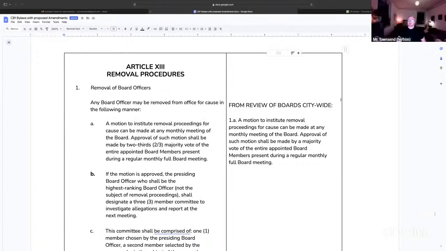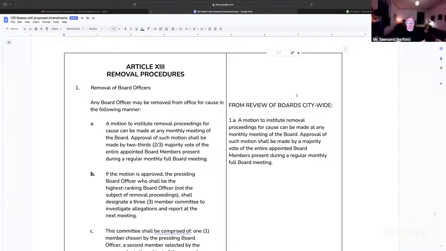Okay, so jumping back in. In reviewing the bylaws of all of these different community boards across the city, and looking at the city charter and Robert's Rules of Order, some things stand out. We have been addressing those in the last 3 meetings. And now we have Article 13, which is in front of us, which primarily deals with removal procedures of board officers, board members, and board staff. And that brings us to letter 1A.